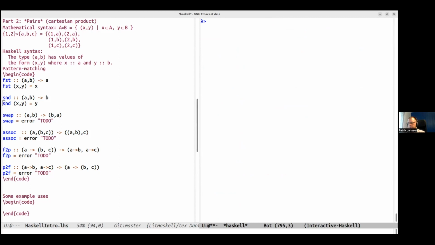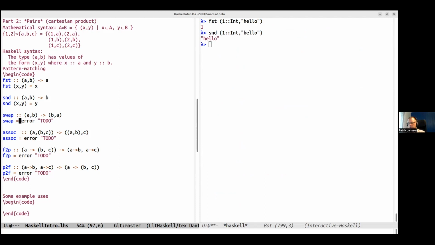Okay, and now that works. So now we can also do, we had first, we can also do second on this pair to get the hello out. Okay, so a little more complicated. We're building up towards more complicated functions.